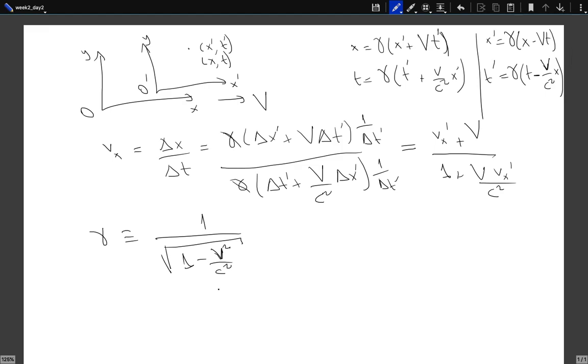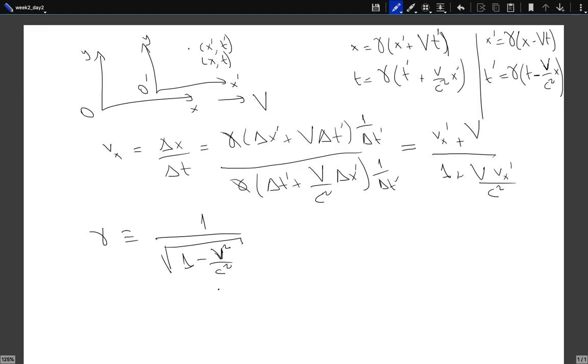Now, our points must be considered as events. Well, the events here are the measuring of the coordinates. You measure the coordinates of the starting of the object, and you measure the coordinates of the end of the object. And these two events, if you are measuring length in your reference frame, should happen at the same time in your reference frame.